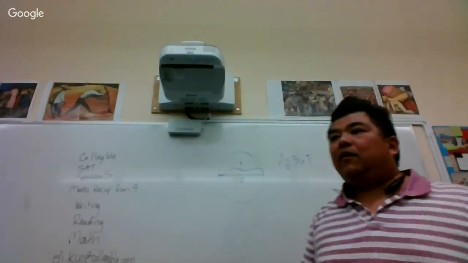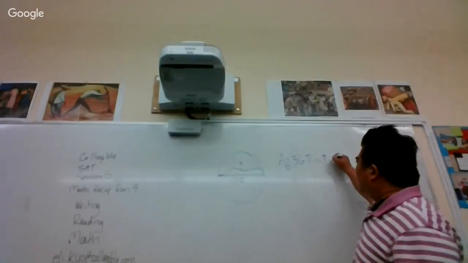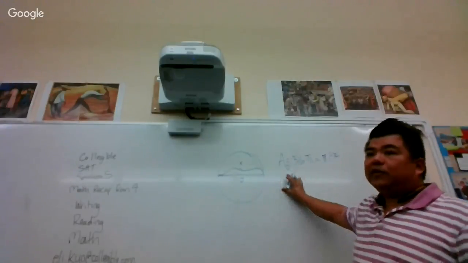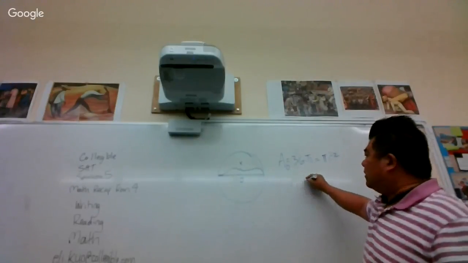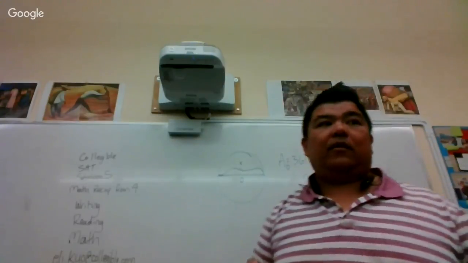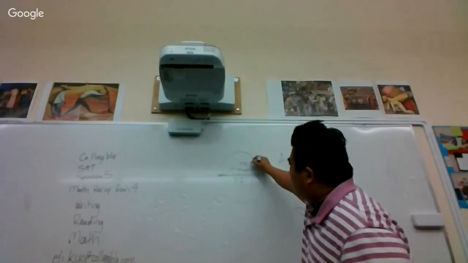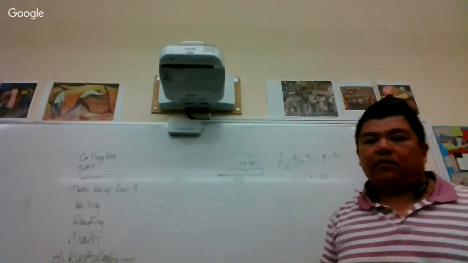Jeremy? Pi r squared equals 36 pi. Yeah, this is equal to pi r squared. So this is useful to tell you that radius equals 6, which means that x equals 12. And so x is 12. Okay, good.